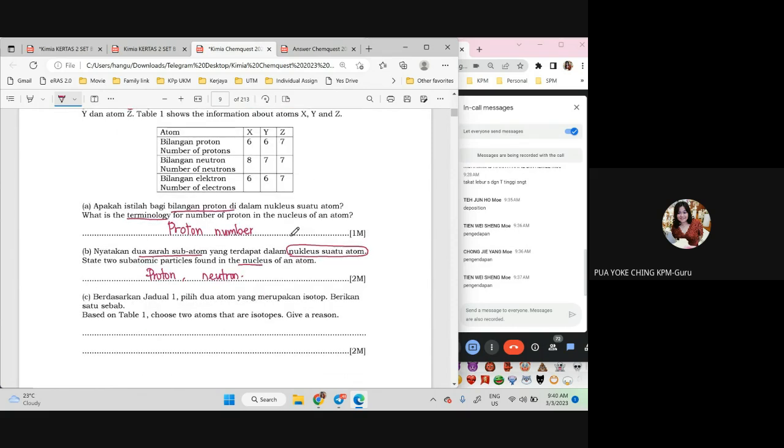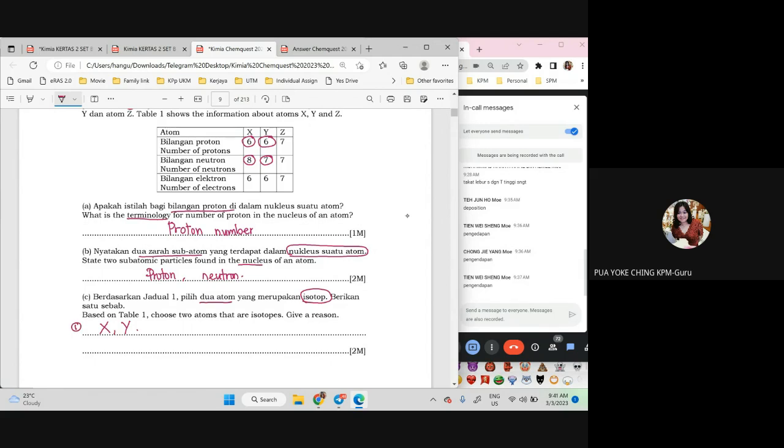C, berdasarkan jadual 1, pilih dua atom yang merupakan isotop. So, come out isotope already. And why lah, give a reason. So, you have X, Y, Z. Bilangan proton sama. Bilangan neutron berbeza. So, your answer is X, Y. This is your dual atom. So, point 1. Point 2 is your reason.